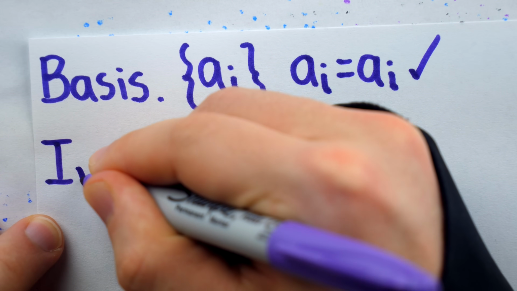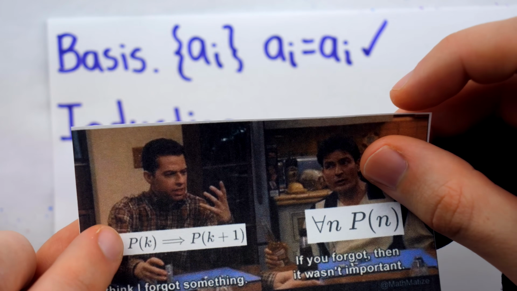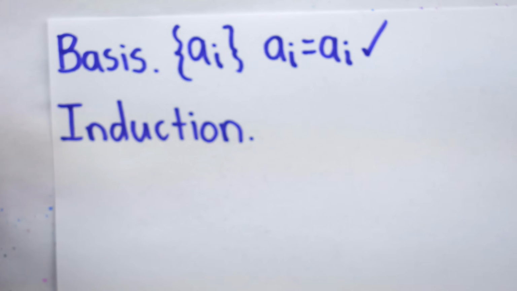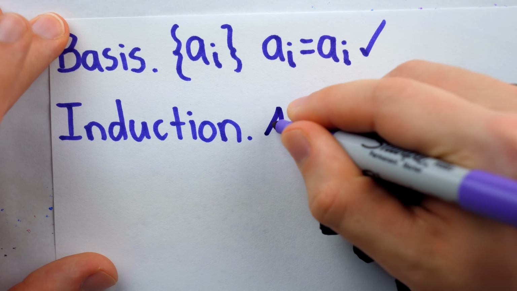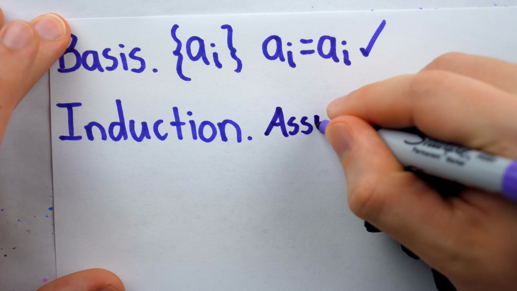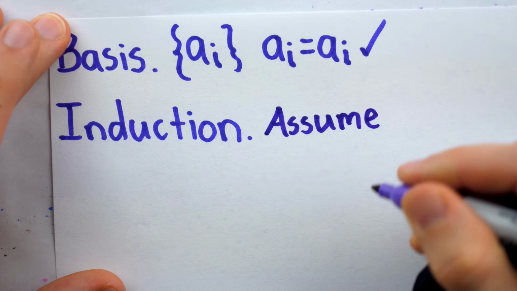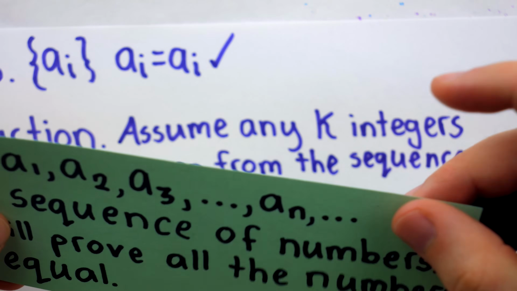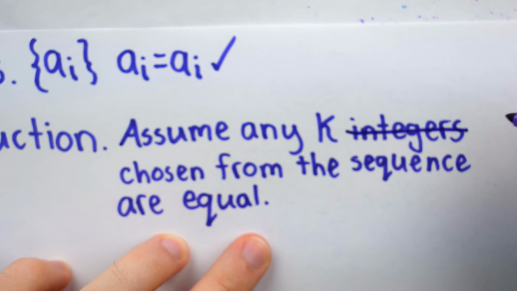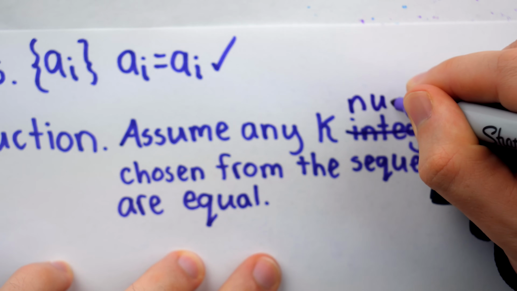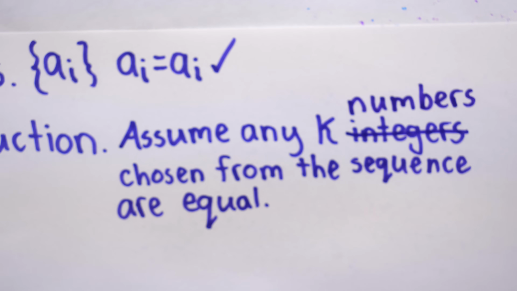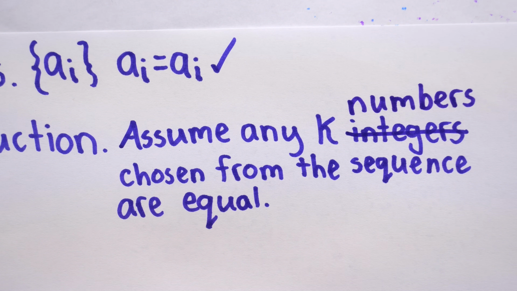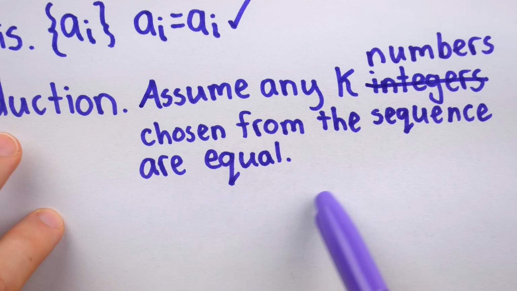Alright, with the basis step done, all sets of size 1 have been accounted for, we can move on to the induction step. For the induction step, we assume P of k. We assume our statement is true for some positive integer k. So we'll write out this induction hypothesis. We'll say assume any k numbers from the sequence are equal. And sorry, I called them numbers before, so let's not call them integers. It doesn't matter what they are, they're just numbers. They could be integers or not. In the long run, we're showing that they're all equal anyways, so what does it matter? Okay, so this is the induction hypothesis.